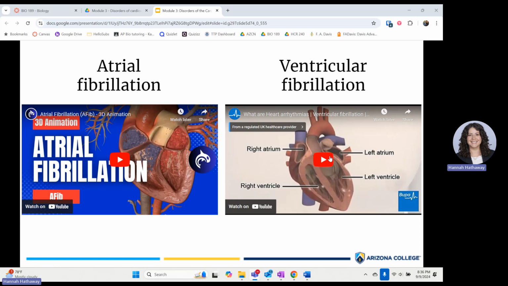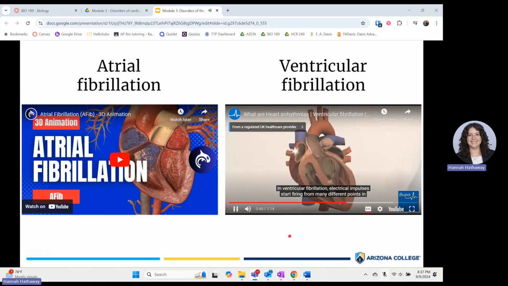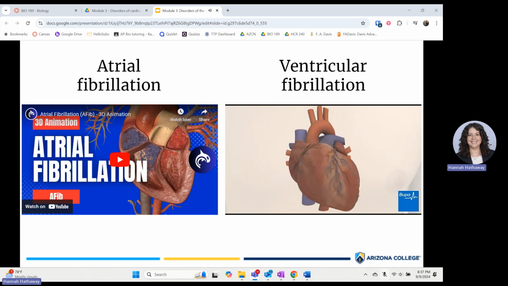Let's watch ventricular fibrillation now. In ventricular fibrillation, electrical impulses start firing from many different points in the lower chambers of the heart, very rapidly and in an irregular rhythm. This makes the heart quiver and unable to beat properly. Ventricular fibrillation is fatal without prompt treatment.